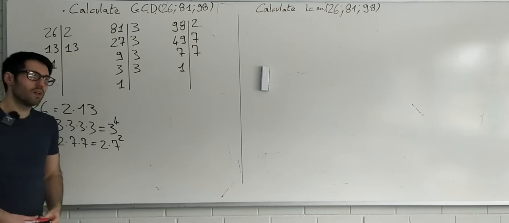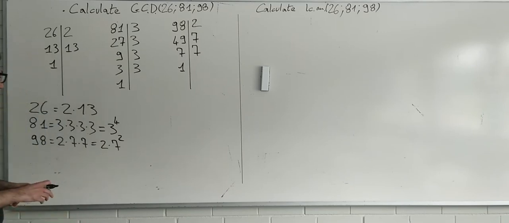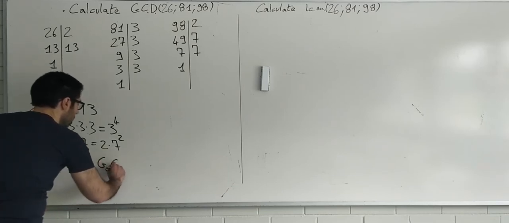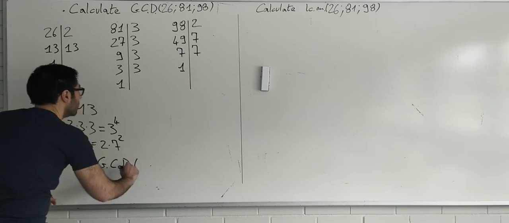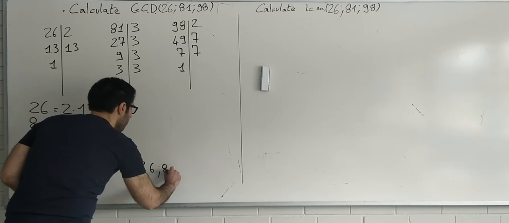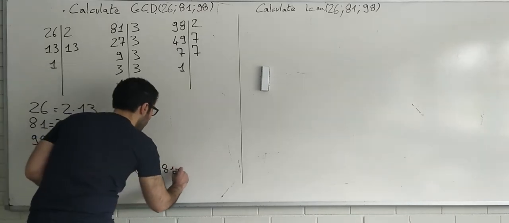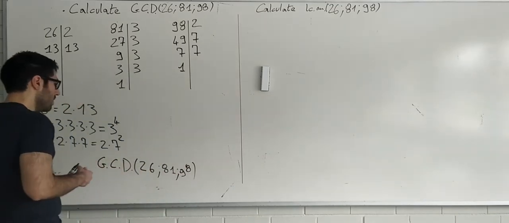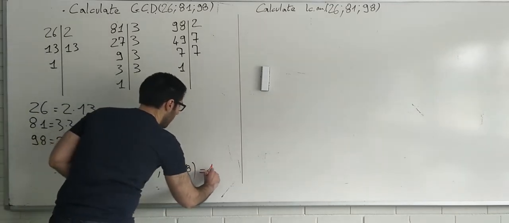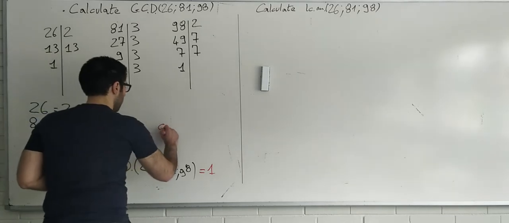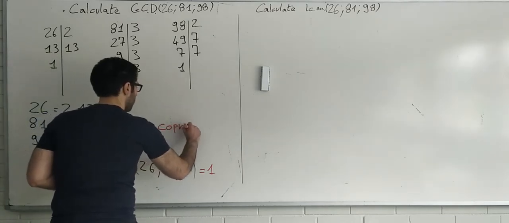What does it mean? Well, it means that the greatest common divisor is the simplest one you can think of, which is 1. And this is a special case when the greatest common divisor between two or more numbers is 1. It means that the numbers are co-prime with each other. It's a definition. You can write it here. Co-prime.